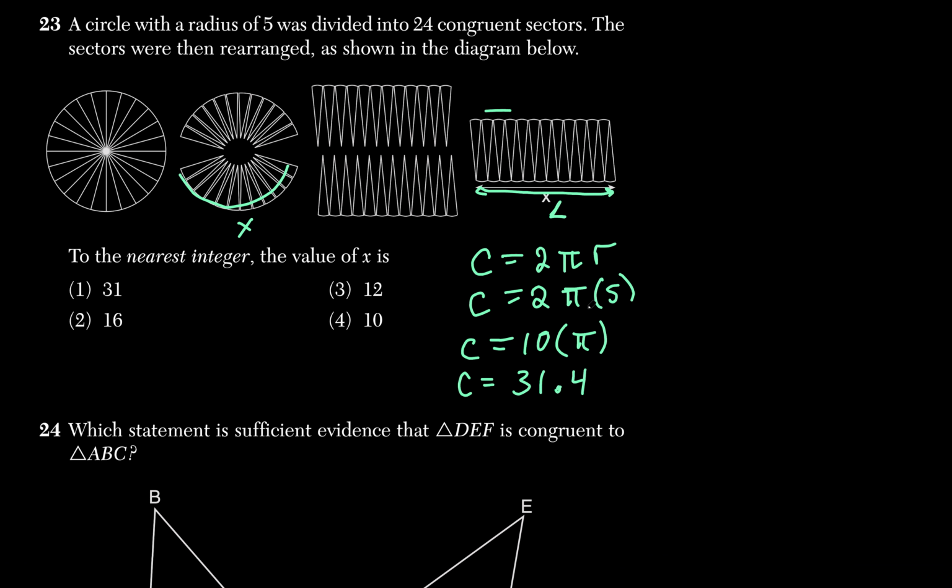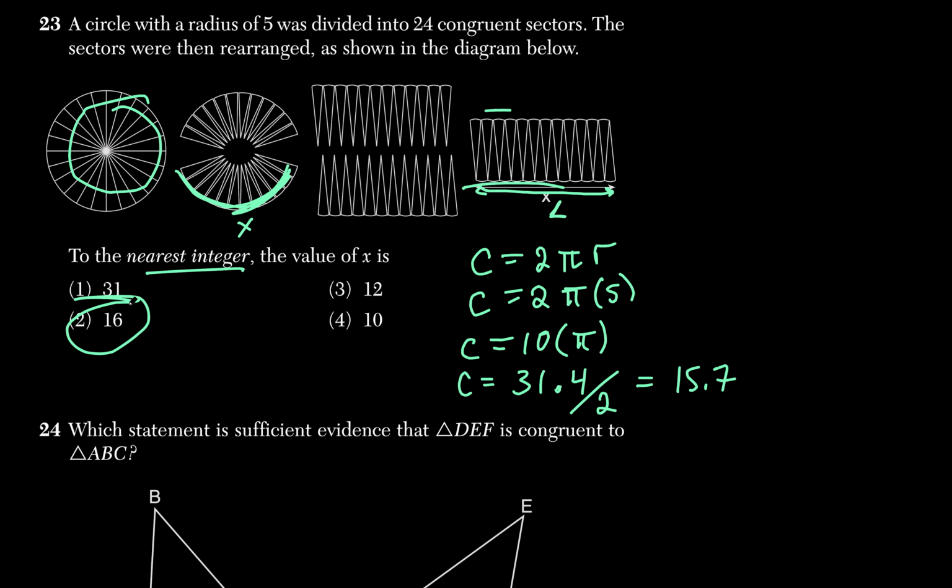Now what we have to do is divide it. This is for the whole circumference, but we only want to find half of it. So we're just going to divide this number by 2. If you divide this number by 2, you're going to get 15.7. So 15.7 to the nearest integer gives you 16. So the answer here is 16.